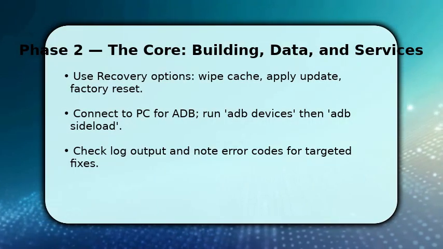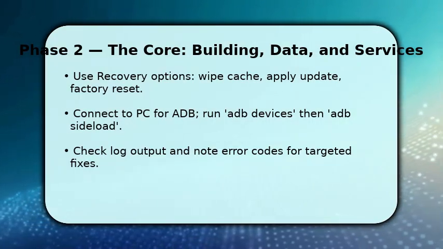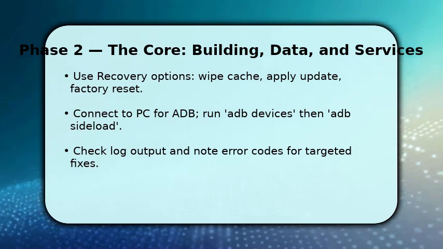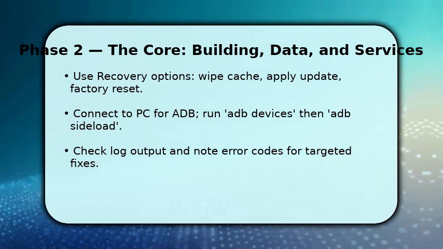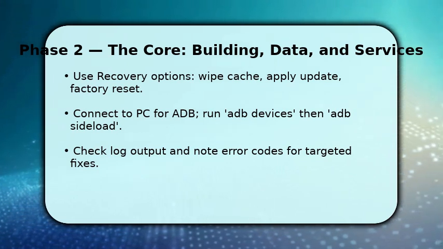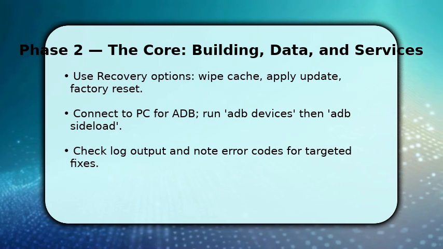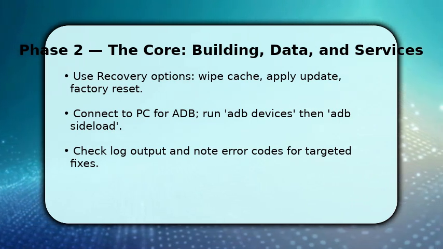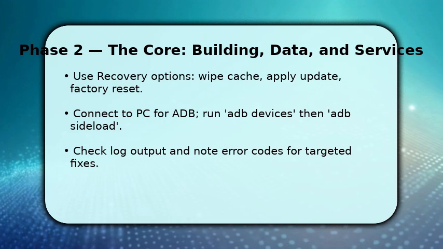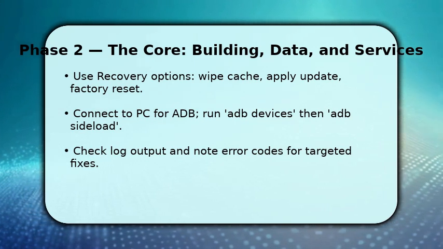Once in recovery mode, begin diagnostics to isolate the fault. First, wipe the cache partition to remove corrupt temporary files. This often fixes slow boot issues. If problems persist, use ADB from a PC, run adb devices to confirm connection, then adb sideload to apply a verified OTA package. This reinstalls system files without full wipe.